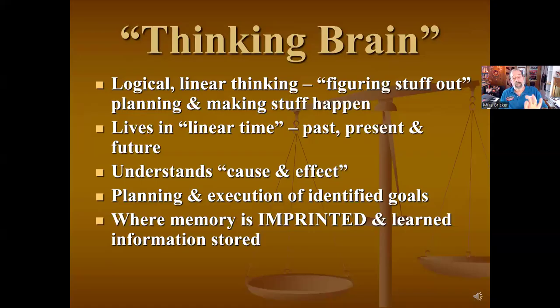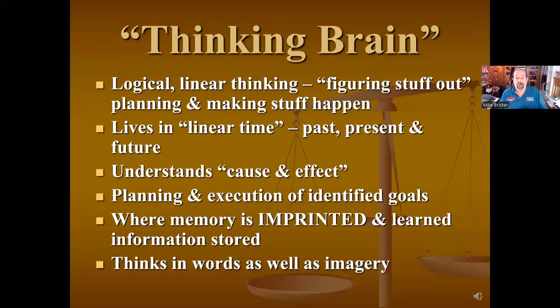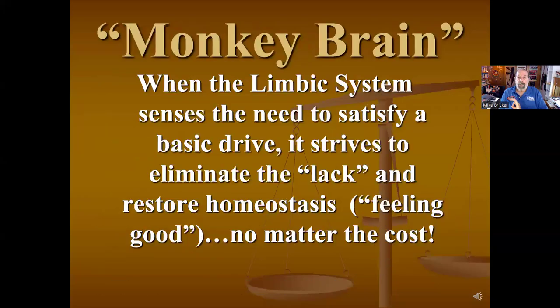So this is where memory is imprinted and learned information is stored, and it thinks in words as well as imagery. So this is the important thing to understand about the monkey brain. When the limbic system senses the need to satisfy some basic life drive, it strives to eliminate that feeling of lack and restore homeostasis or balance. It wants to feel good again, no matter what the cost. It can't evaluate the cost.